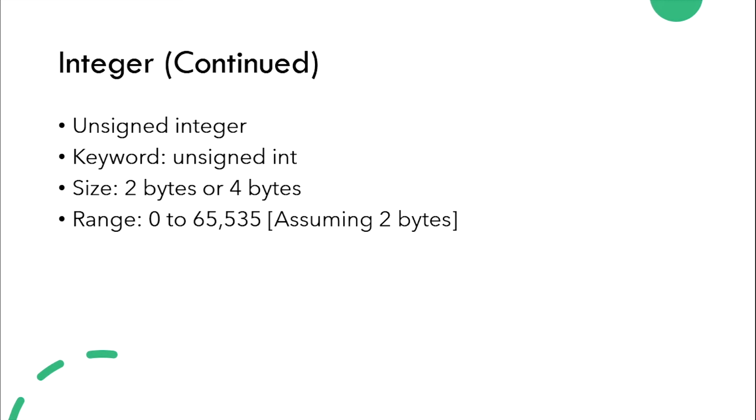The keyword that we use to represent an unsigned integer is unsigned int. And because this has a base type of integer, it also depends on the operating system and the compiler if the size will be 2 bytes or 4 bytes. And assuming that it is 2 bytes, the range is now from 0 to 65,535.